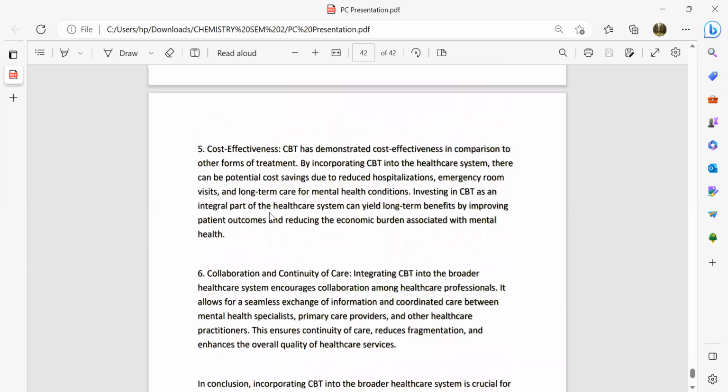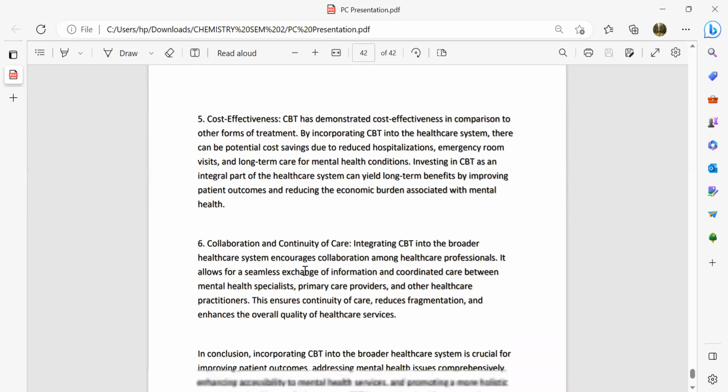Cost effectiveness. CBT has demonstrated cost effectiveness in comparison to other forms of treatment. If we talk about medication, it might be costly, but CBT is a conversation with the therapist that promotes positive attitude and positive thinking in the person facing mental issues.